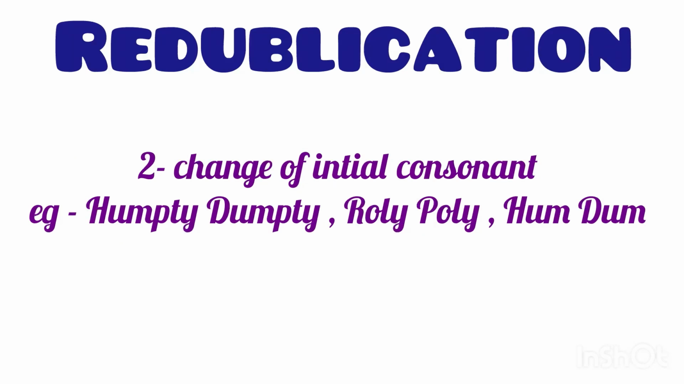Next, the base morpheme is repeated with a change of initial consonant. For example, Humpty Dumpty, Roly Poly, Hum Dum, Rowdy Dowdy. In this we are just changing the consonant. The first word, we only changed that. Humpty Dumpty, H and D. These are consonants, and we only changed them.